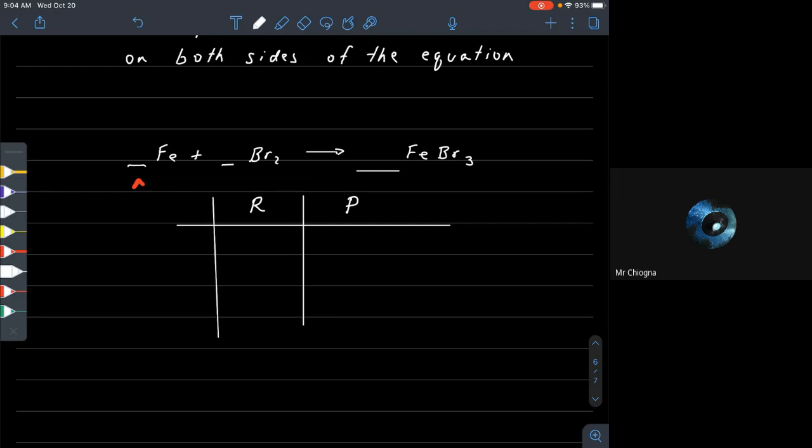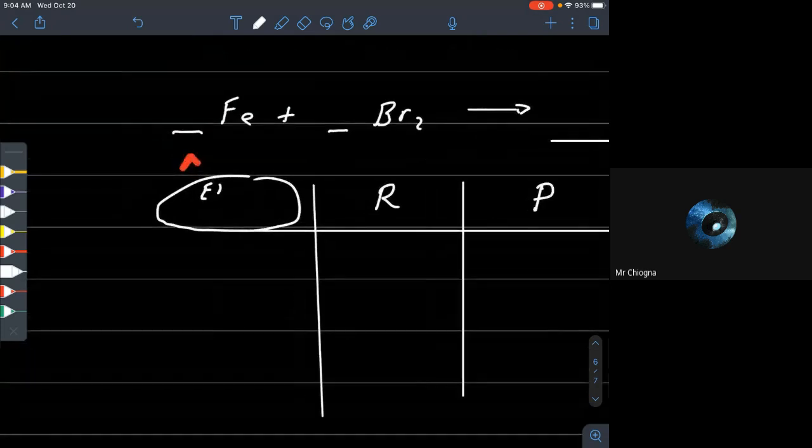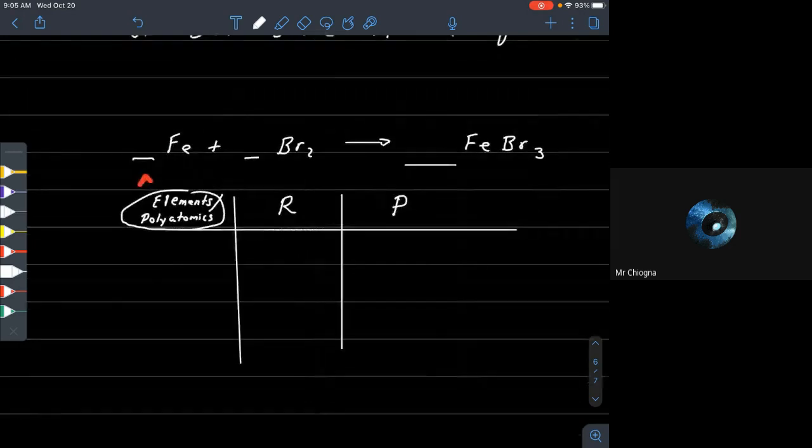In this column here, I list all the elements or polyatomic ions. You don't have to write this in, but I'll write it in to make it clear this first time. I'll probably leave it blank from here on in, but elements/polyatomics. So what do I mean? I put Fe here.